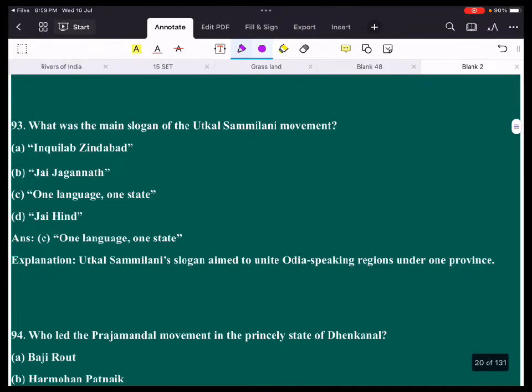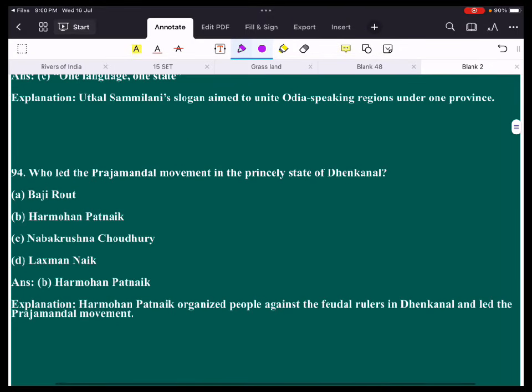What was the main slogan of the Utkal Sammilani movement? That is one language, one state. Option C. Who led the Prajamandal movement in the princely state of Dhenkanal? That is Harmohan Patnaik. Option B. Harmohan Patnaik organized people against the feudal ruler in Dhenkanal and led the Prajamandal movement.